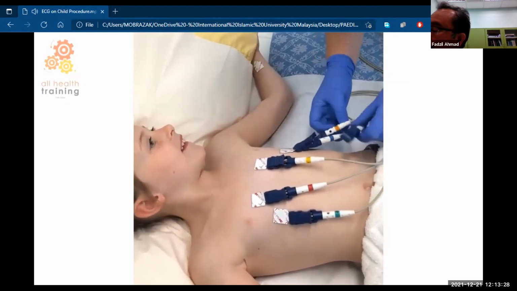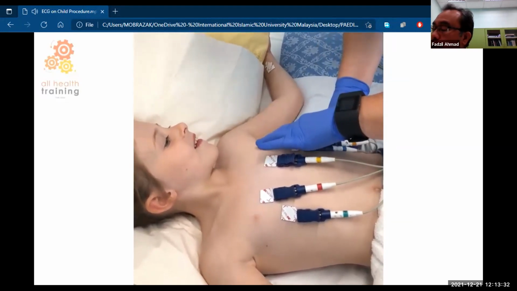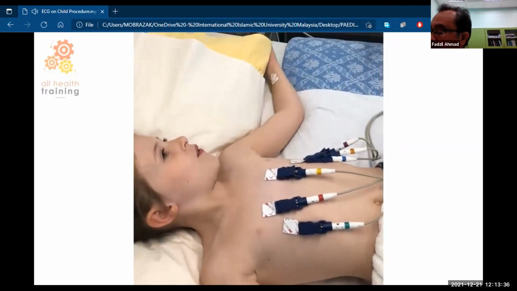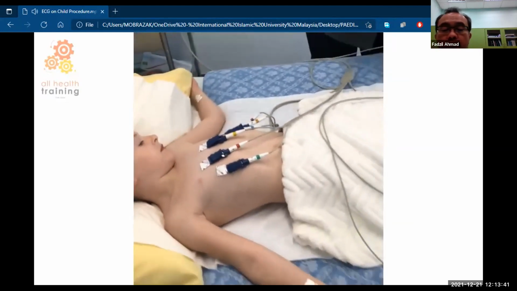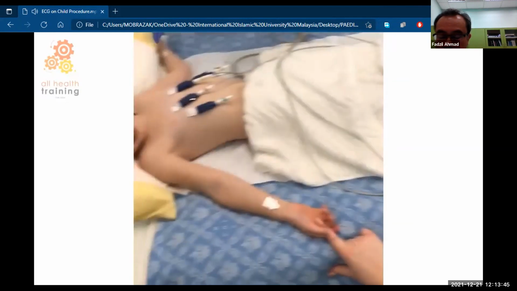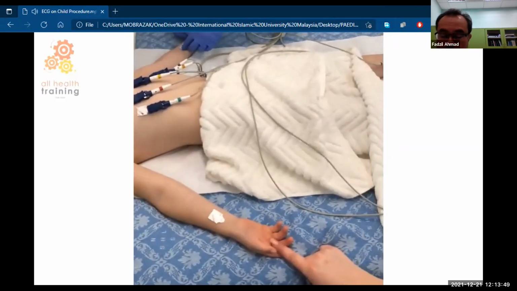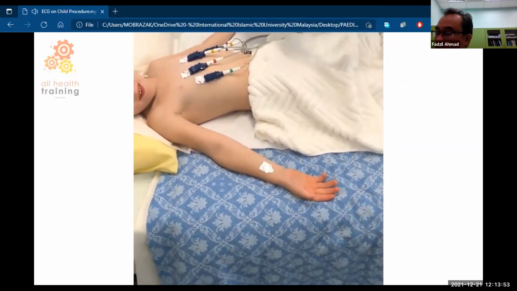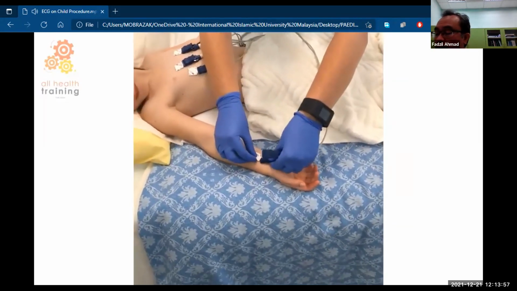How old are you? 6. 6? You look too little for 6. You look about 5. Just try to keep the wires straight without too many kinks in them. When is your birthday? I forgot. August. What number? 20th. Ooh, that's exciting. It feels funny.